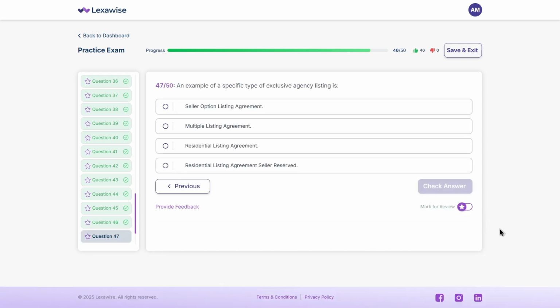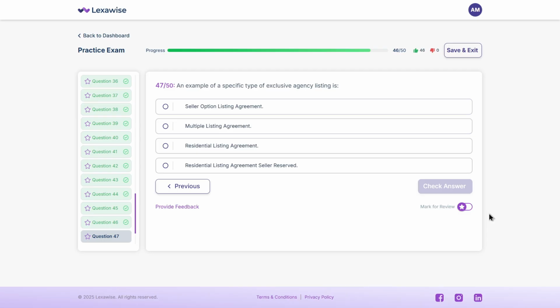An example of a specific type of exclusive agency listing is A. Seller option listing agreement. B. Multiple listing agreement. C. Residential listing agreement. D. Residential listing agreement, seller reserved. Pause to decide.